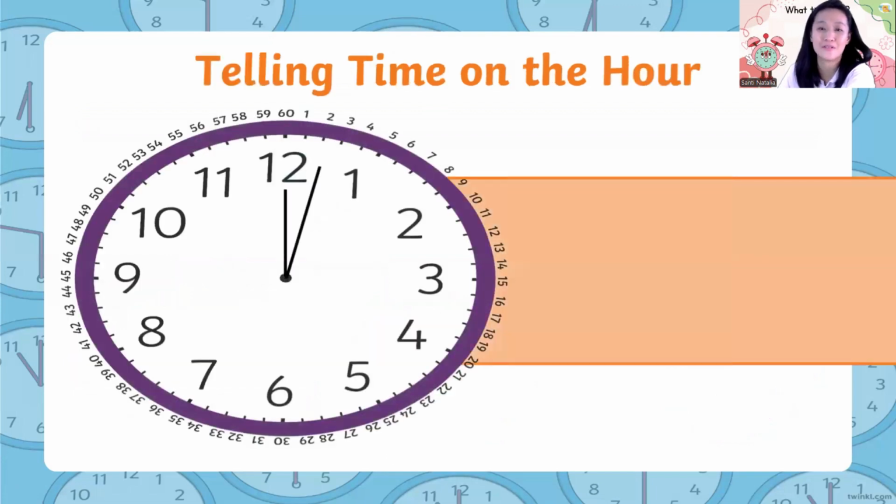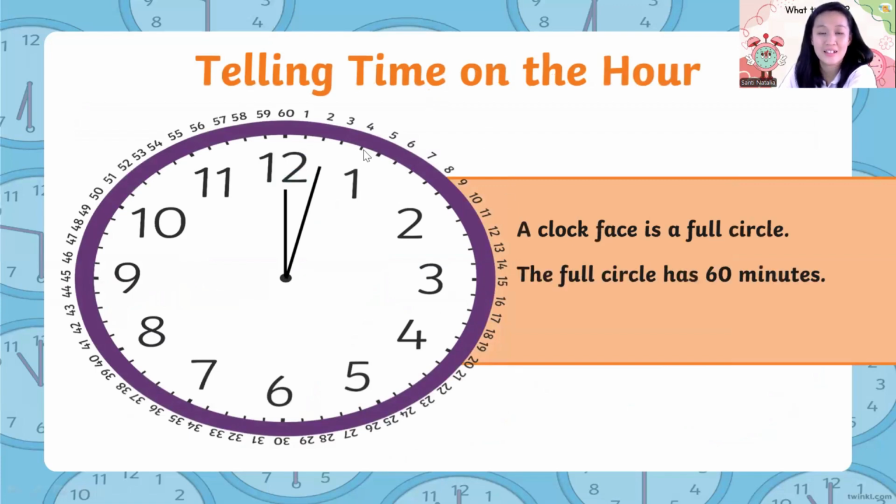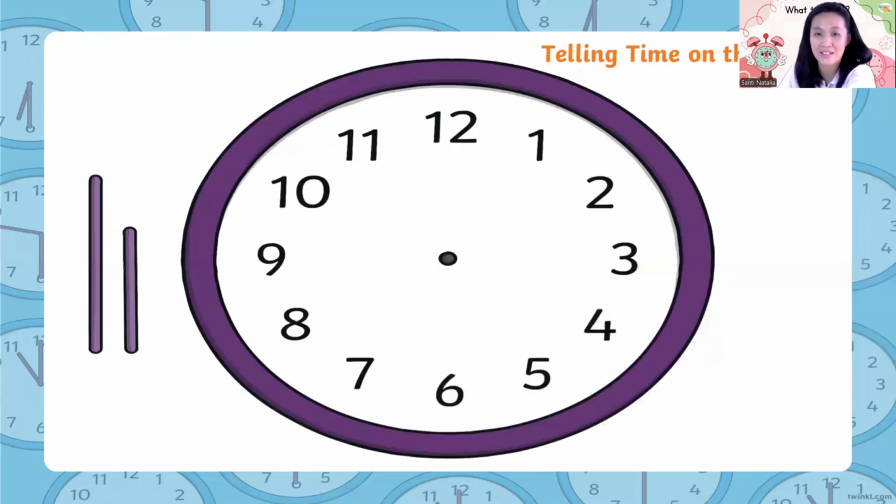Telling time on the hour. A clock face is a full circle, and the full circle has 60 minutes. And there are 60 minutes in an hour. So 1 hour is equal to 60 minutes.